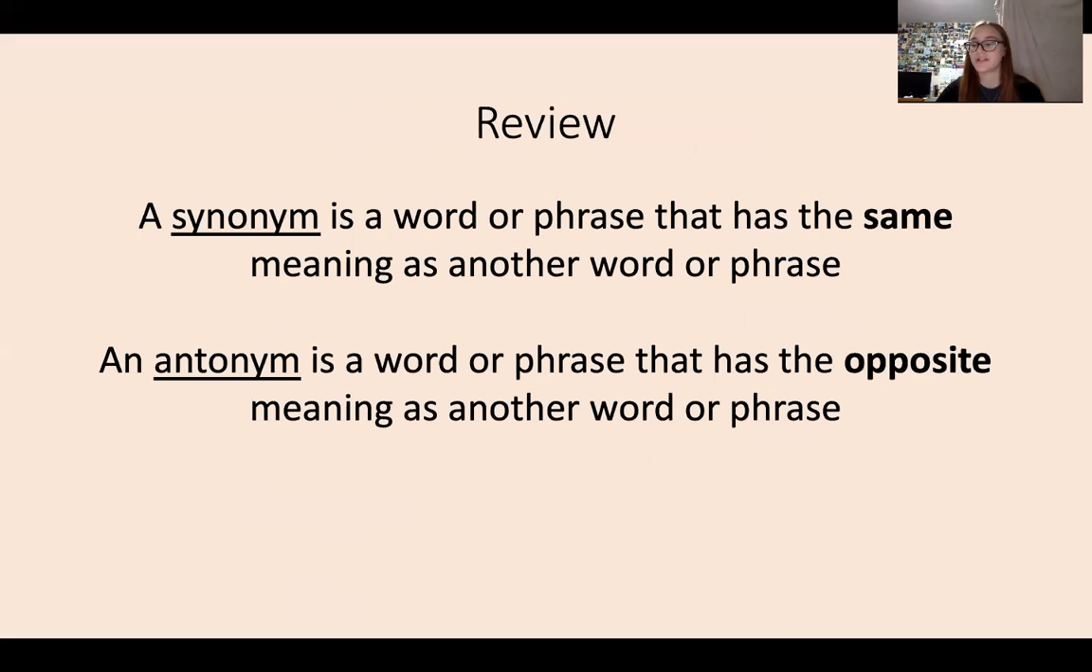Let's review what we just learned. A synonym is a word or phrase that has the same meaning as another word or phrase, like happy and energetic, or sad and upset. An antonym is a word or phrase that has the opposite meaning as another word or phrase, like happy and upset or hot and cold. Great job! We have successfully learned what synonyms and antonyms are and how they can better our writing.